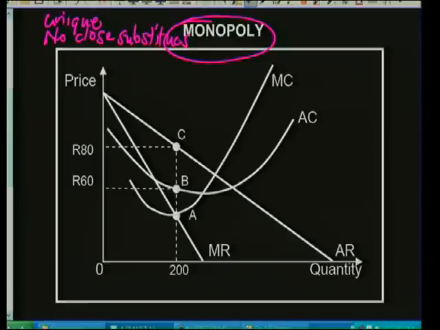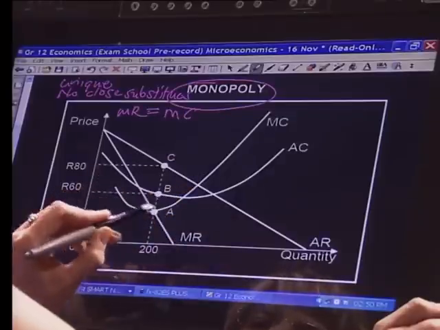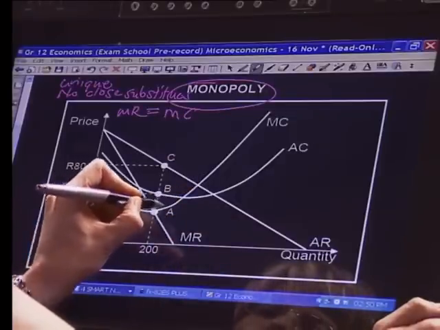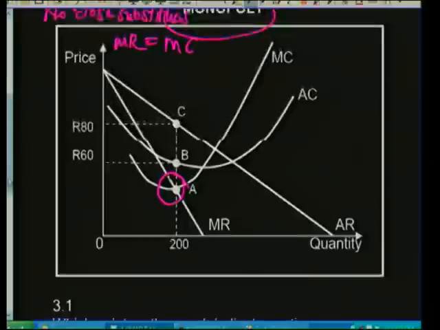The other thing that we see is we know that profit maximization in any market takes place where marginal cost equals marginal revenue. So I'm going to write that here at the top. Marginal revenue equals marginal cost. And that would be, when I look at this graph, at point A. Right, I think we are ready to move on to the actual question now.